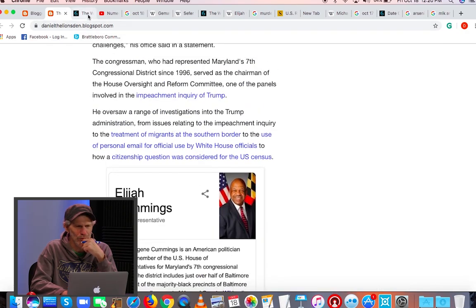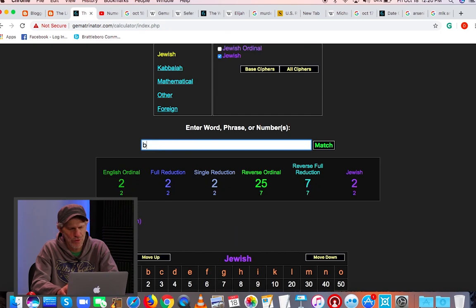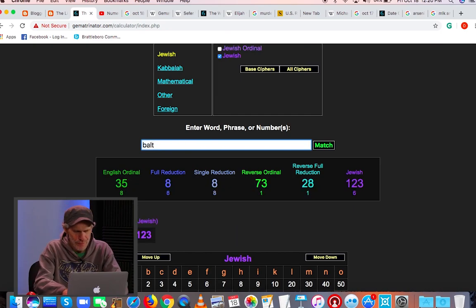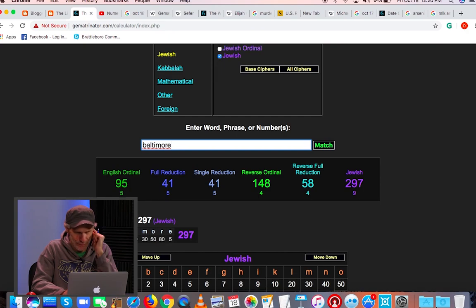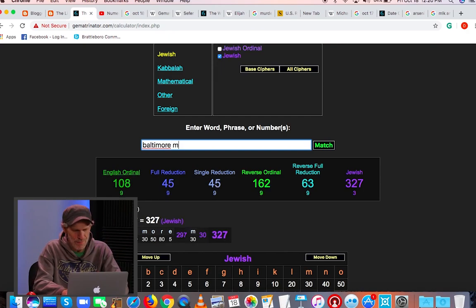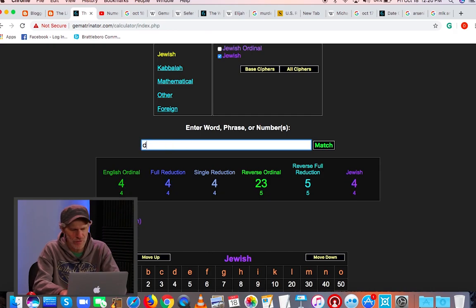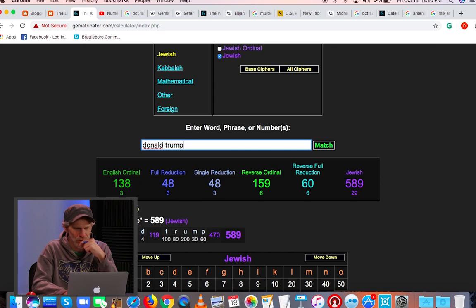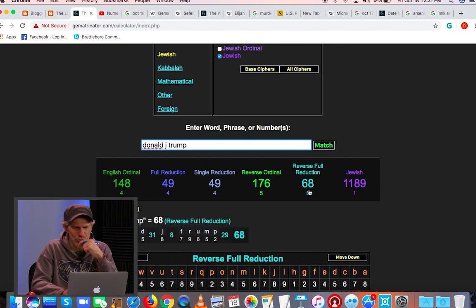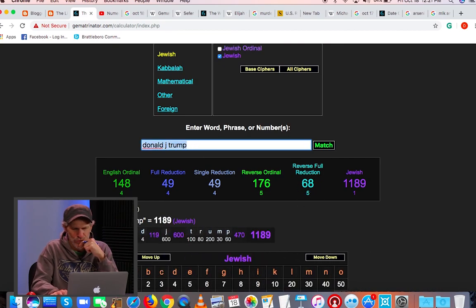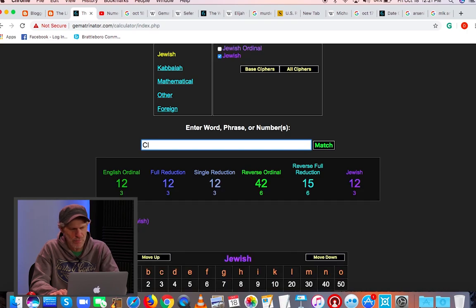Baltimore. What was Baltimore? Let's just look at this and then we're done. Baltimore, MD. That's where he was born. Look, 68. Died at age 68. Investigating Donald Trump, or Donald Chump. Donald J. Trump is 68 as well. Who supposedly killed Malcolm X and Martin Luther King Jr.? CIA, 68.